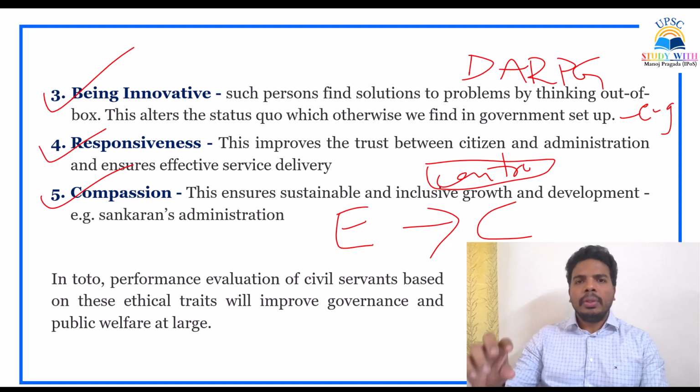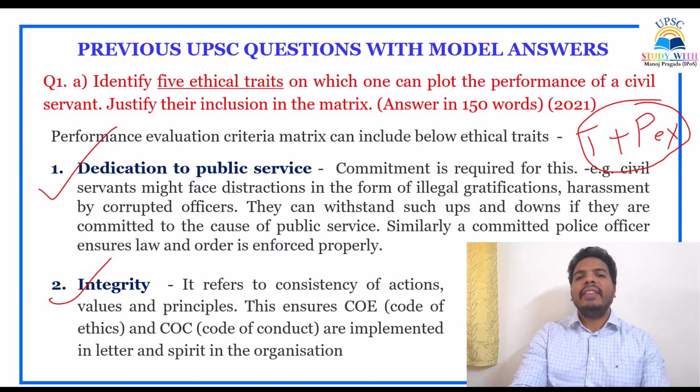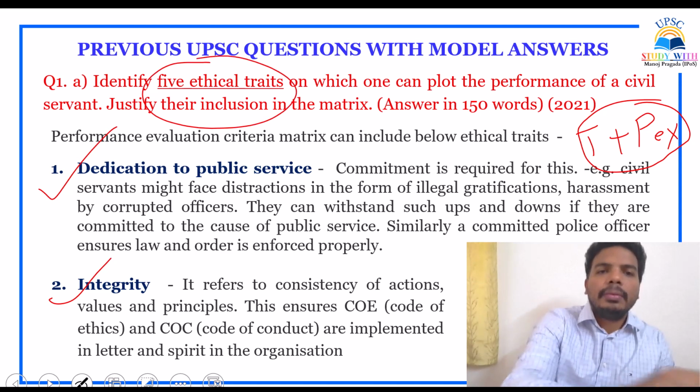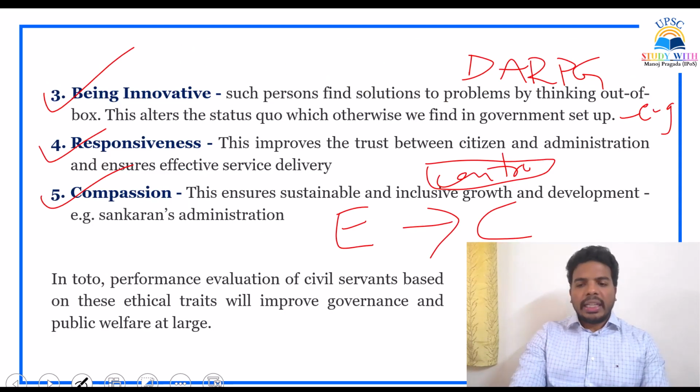Like I have told you, you can incorporate examples in that answer, and also you can add a few more ethical traits. If you feel some other ethical trait is important, you can give priority accordingly, and you have to write any 5 ethical traits. That is what is asked by the question. Any 5 ethical traits. I hope you are clear with that question.